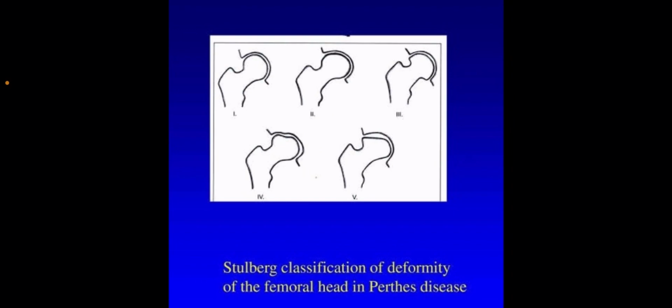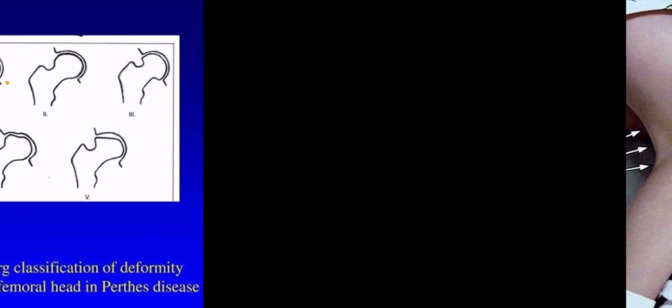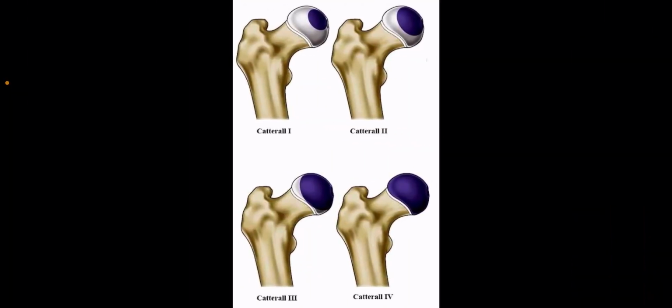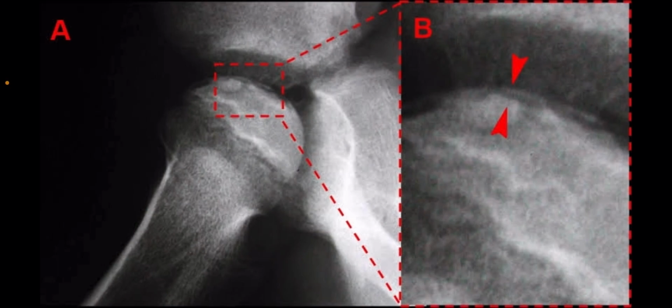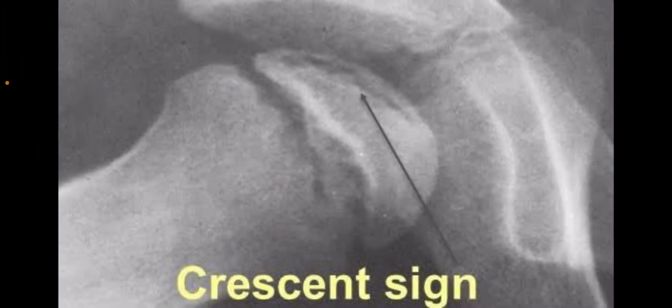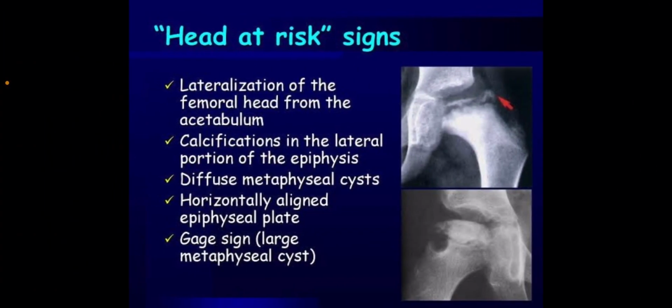Presentation: painless limp, or intermittent hip, knee, groin or thigh pain. Physical examination shows hip stiffness, with loss of internal rotation and abduction. Gait disturbance: antalgic limp, and Trendelenburg gait, as head collapse leads to decreased tension of the abductors. Limb length discrepancy is a late finding. Hip adduction contracture can exacerbate the apparent limb length discrepancy.